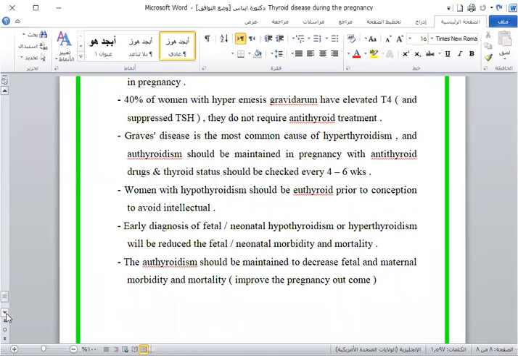Thyroxine وال euthyroidism period prior to the conception مهمة to avoid low IQ and for good fetal mental development. Early diagnosis of fetal or neonatal hypothyroidism or hyperthyroidism will reduce fetal or neonatal morbidity and mortality. Euthyroidism should be maintained throughout the pregnancy to decrease fetal and maternal morbidity and mortality. So for this, we aim to improve the pregnancy outcome.